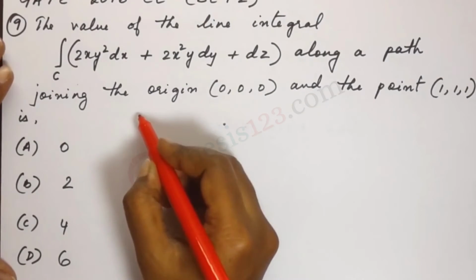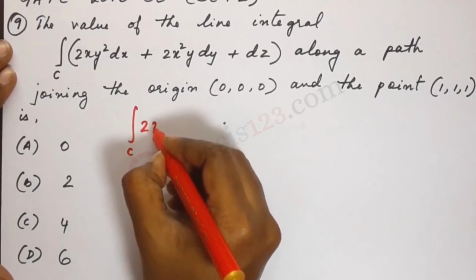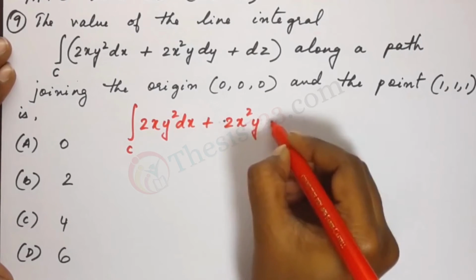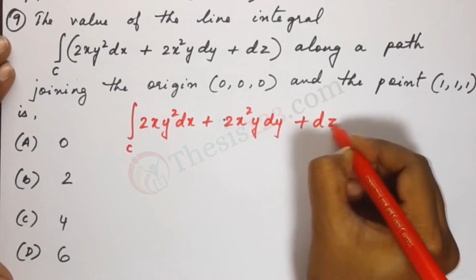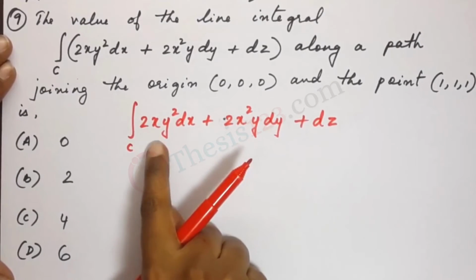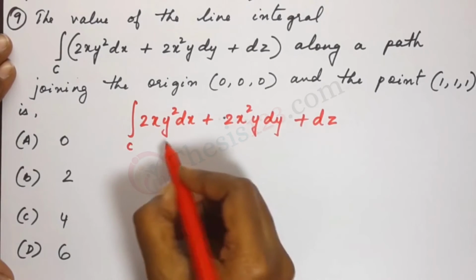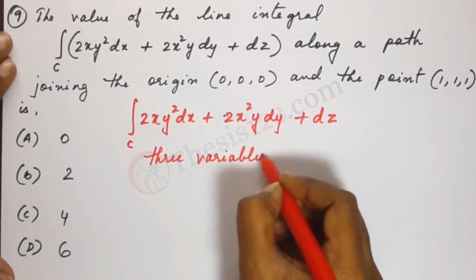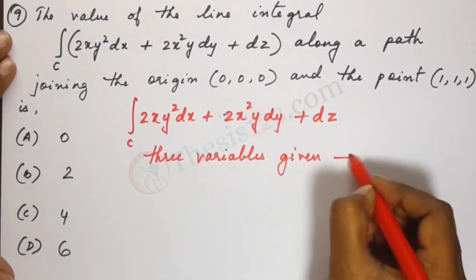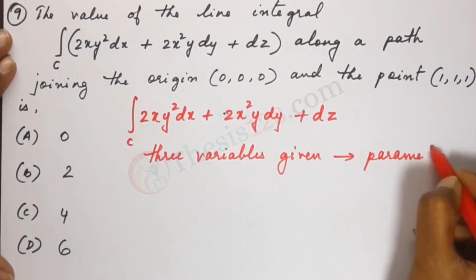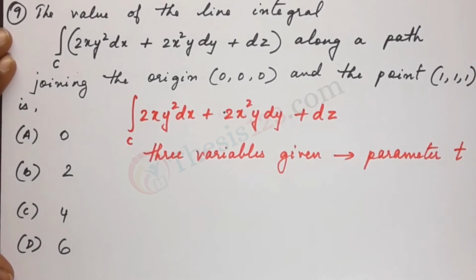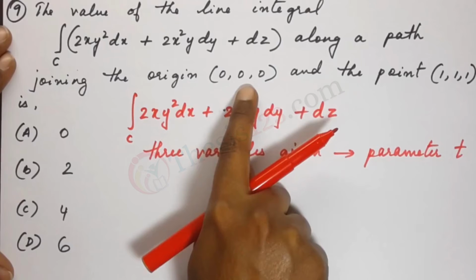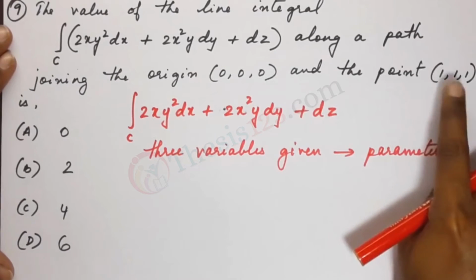So the integral of 2xy² dx plus 2x²y dy plus dz. So we have 3 variables x, y and z. So it is important for us to change the 3 variables given into a single parameter. Let's take the parameter as t. Okay, so we have to find out the value of the line integral joining the points, the origin (0, 0, 0) and the point (1, 1, 1).